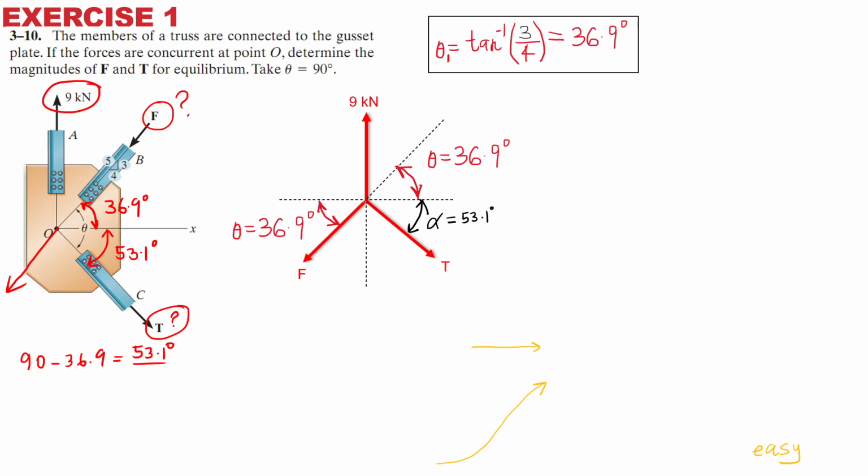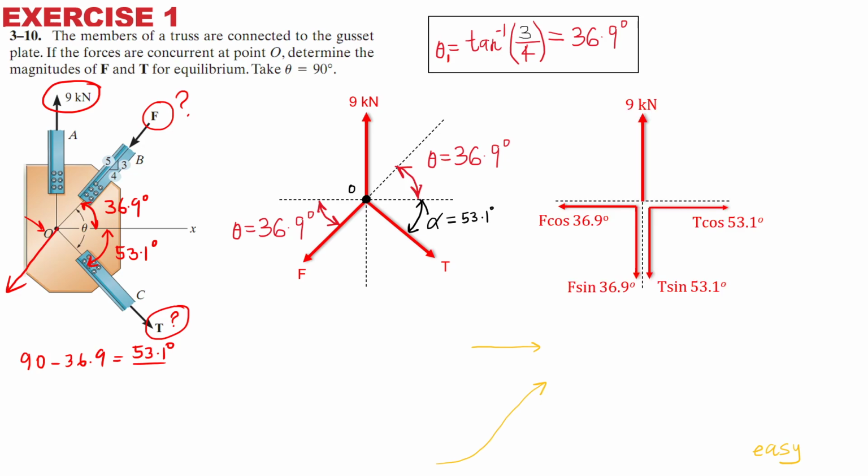So when you solve equilibrium here, which is O, you are solving the equilibrium of one particular particle, which is here. And that particle is called O. You are doing equilibrium of particle O. So the next thing you should do is transfer them.